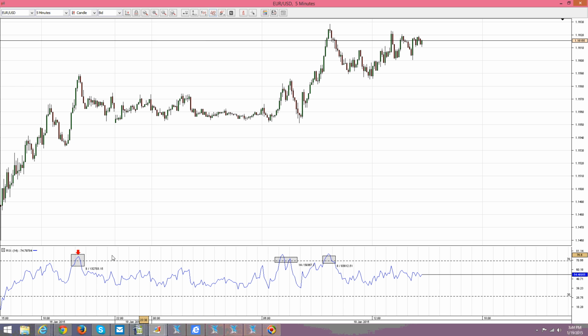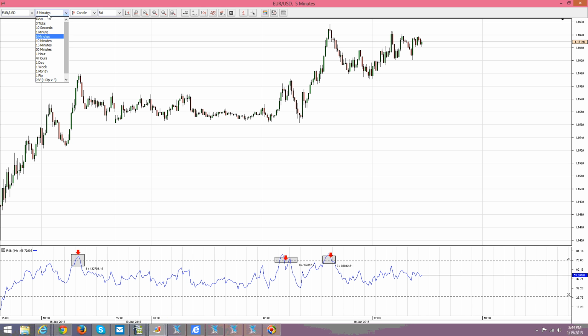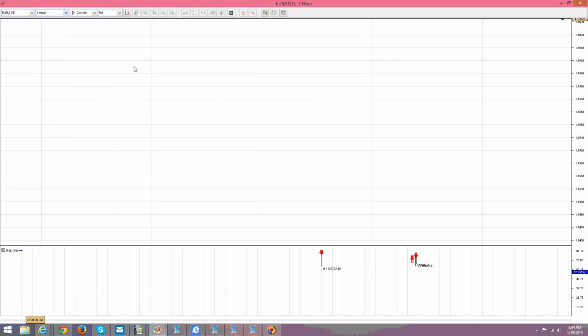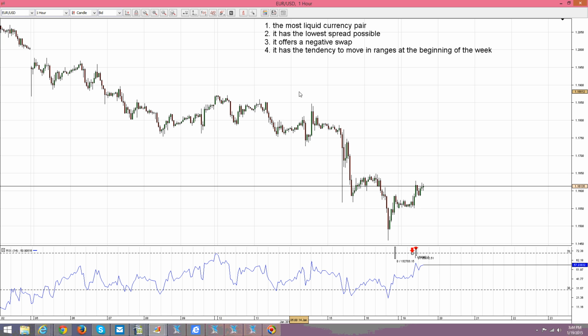In this case, only today for the euro US dollar, on the conditions that we just said, if you bought put options here, here, and here with 30 minutes expiration or even more, all the options would have expired in the money based on this ranging situation on the euro US dollar. So the fourth thing was that it has the tendency to move in ranges.